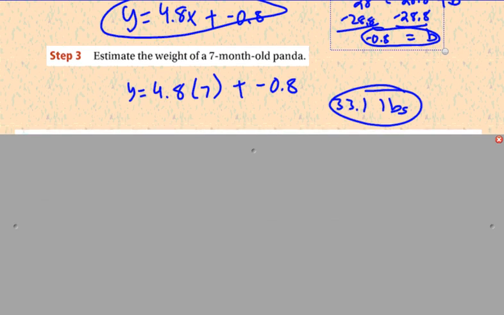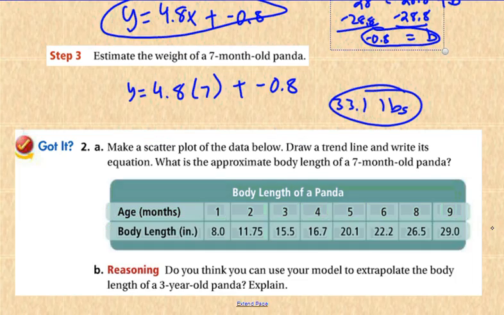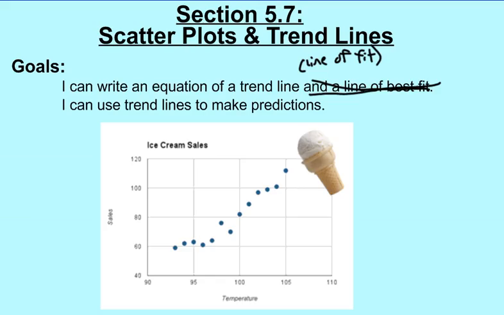All right. So what I'd seriously like you to do, and I'm going to check you next time, is to answer this one. Make a scatter plot of the data, draw a trend line, and write its equation. Okay, and then you can check the body length. This is body length of a panda based on their age. All right, that's what I'm going to see from your notes next time. Otherwise, that's our lesson on scatter plots and trend lines and finding those lines of fit or trend lines. All right, we'll see you next time.